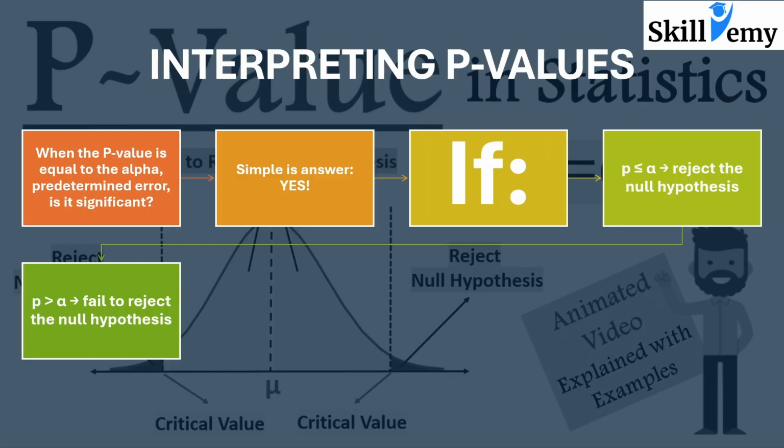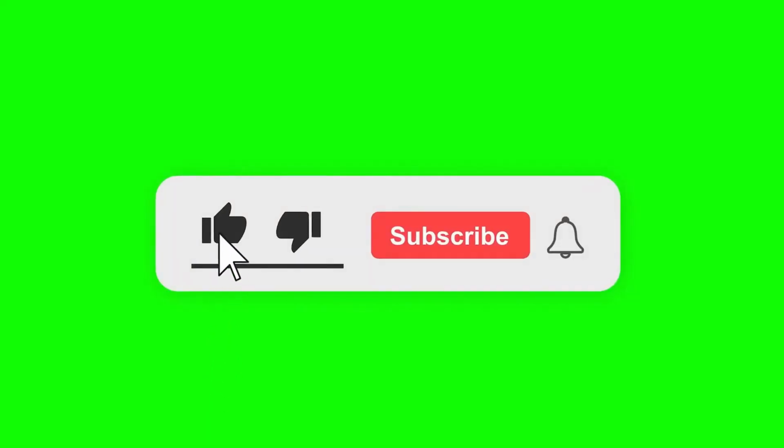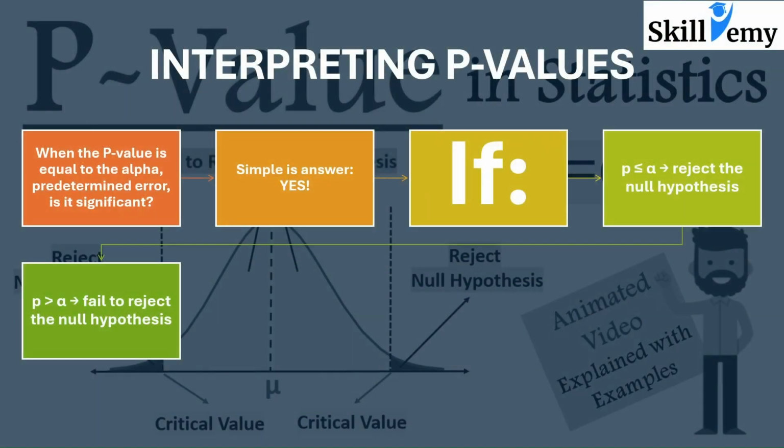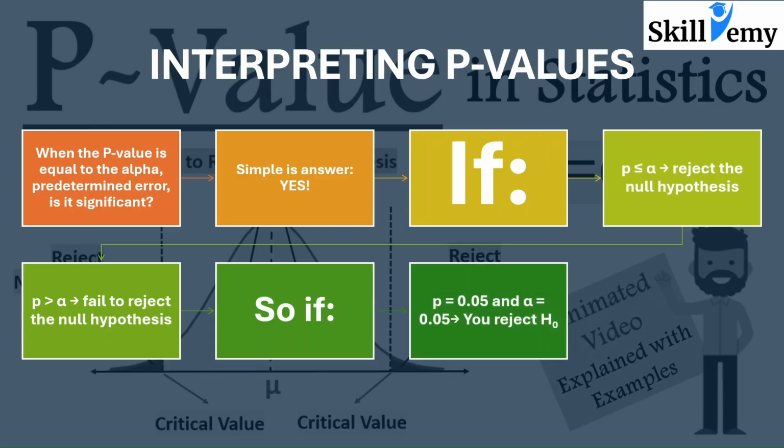when we reject the null hypothesis, the implication is that your evidence is significant. In the second instance, when your p-value is greater than your alpha value or your predetermined error, we fail to reject the null hypothesis, and in this case it is not significant. Okay, so if we have established this, in a situation where your p is equal to your alpha value, same vein, we reject the null hypothesis.